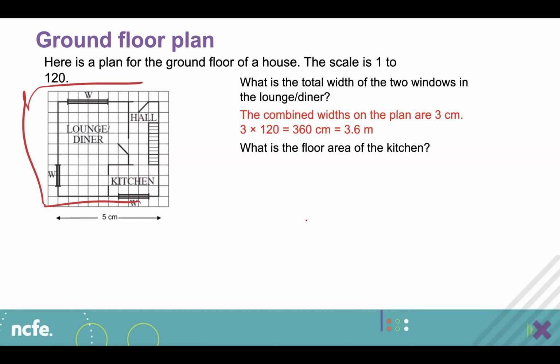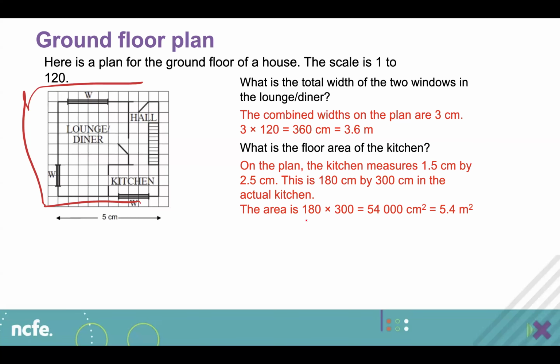What is the floor area of the kitchen? So on the plan, the kitchen measures 1.5 cm by 2.5 centimeters. So this is 180 by 300 in the actual kitchen. So the area is 180 by 300, which is 54,000 square centimeters, which equals 5.4 meters squared.